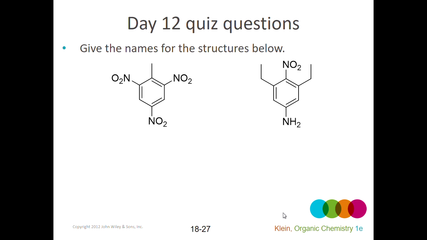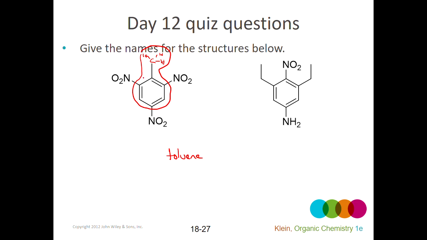So here were the first 2 quiz questions. There were naming questions. And we would do the same thing. So it's not shown here, but clearly if this line ends here, there's a carbon, and it needs as many hydrogens as is required to complete its noble gas configuration. So this methyl group connected to the benzene ring is toluene.